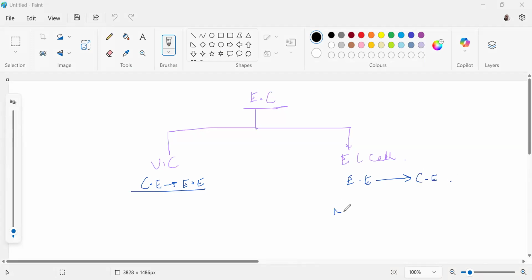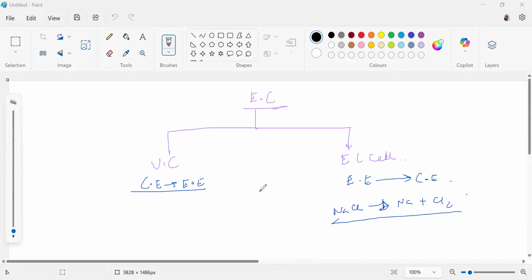Suppose you leave NaCl on a plate, will it automatically get converted to Na+ and Cl2? No, this cannot happen, so it's a non-spontaneous reaction. Can we force this reaction to happen? Yes, we can, by passing an electric current. Is it clear? So this is called electrolysis.